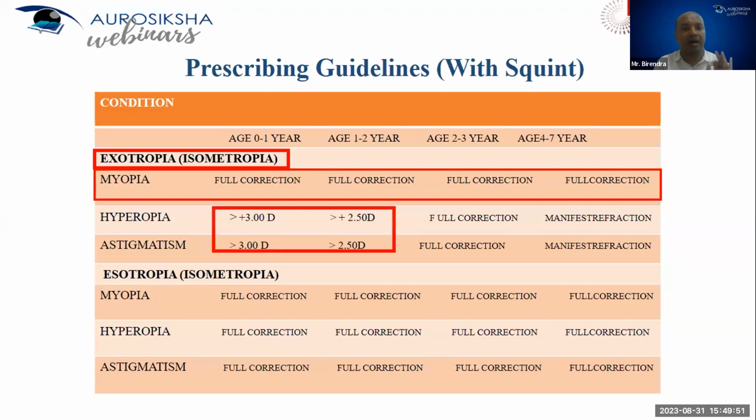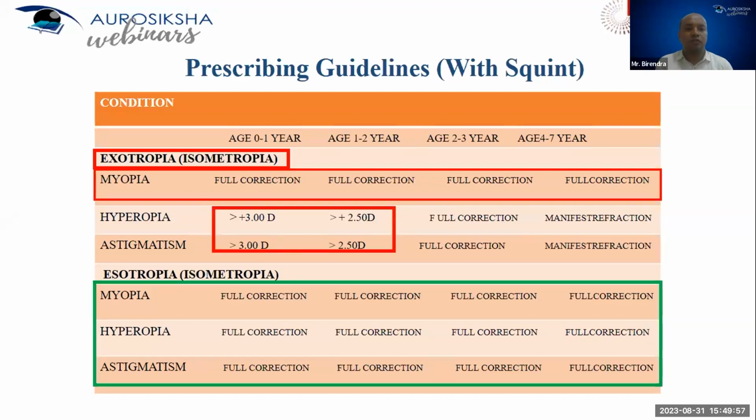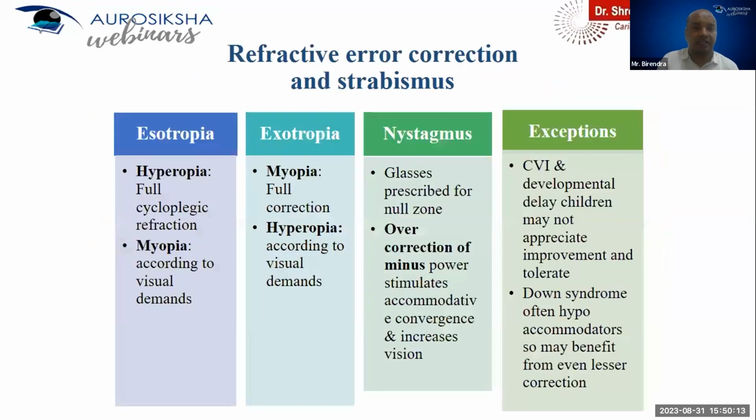In hyperopia, undercorrected by 3 diopter up to 2 years, then you can prescribe the full correction. In esotropic condition, you need to use the cycloplegic guidelines and also advise full correction to the kids up to the age of 7 years. So these are the guidelines for prescribing spectacles for kids.